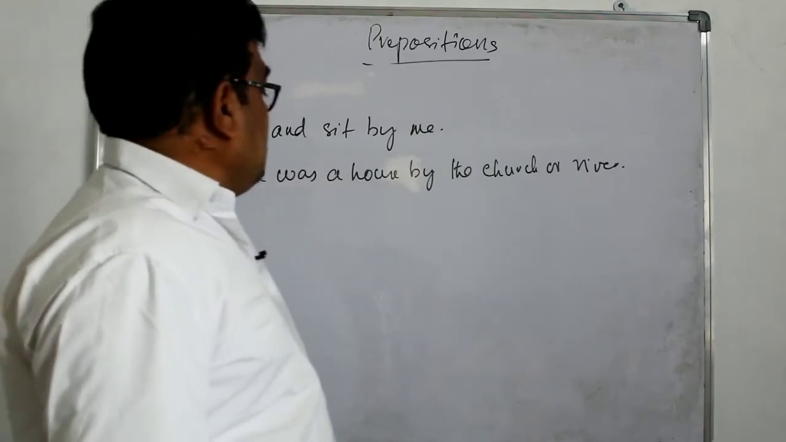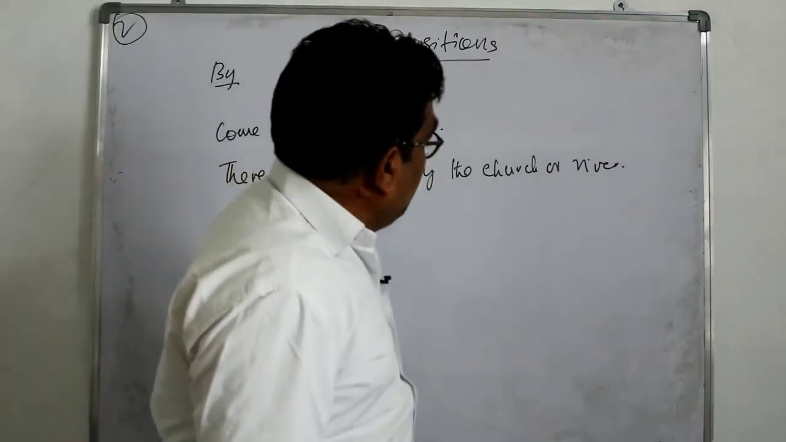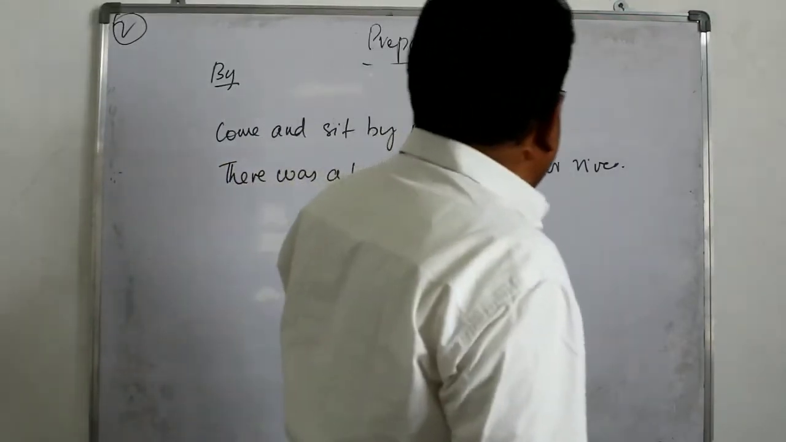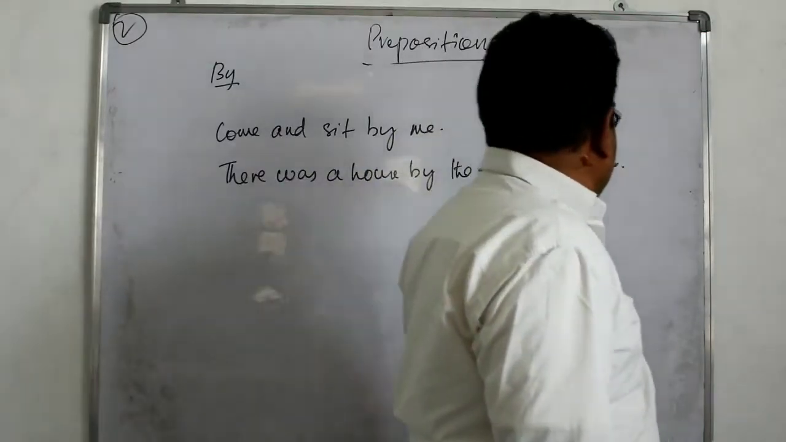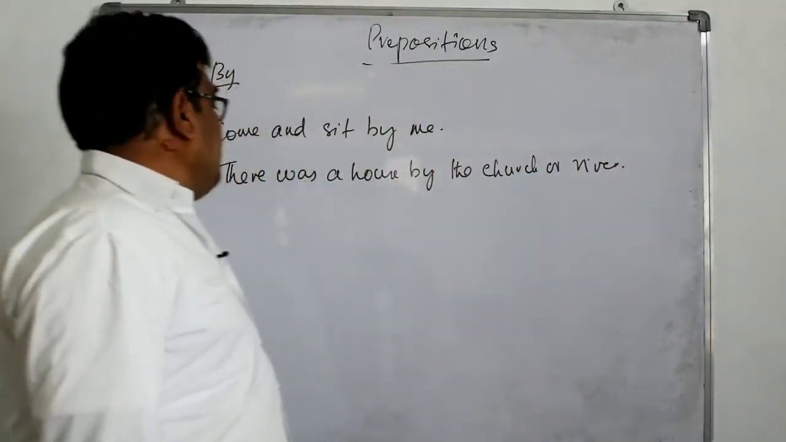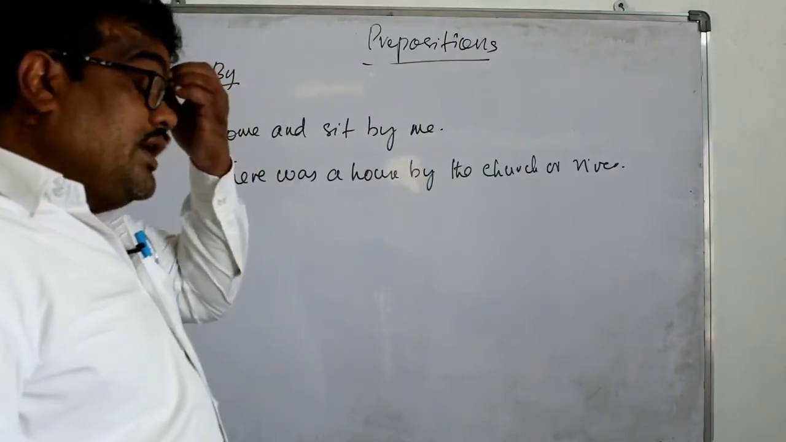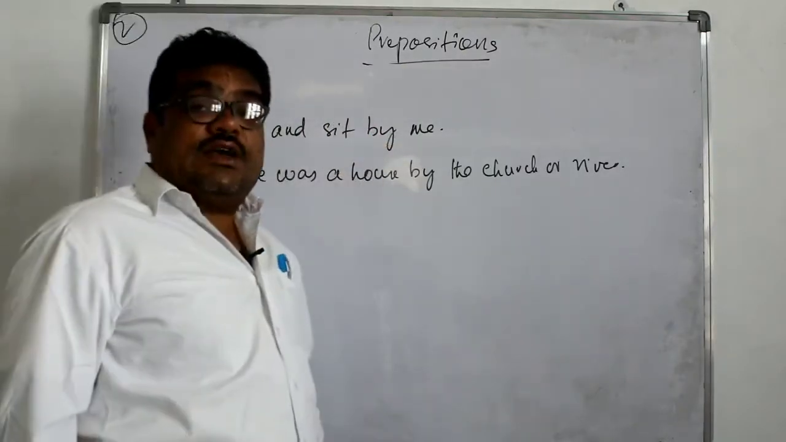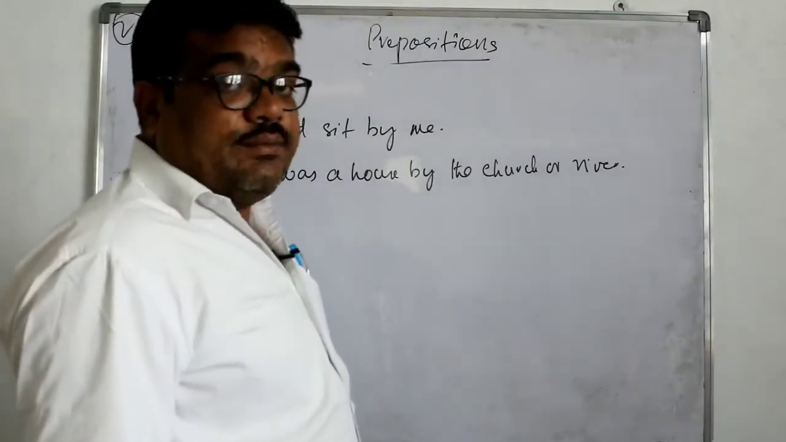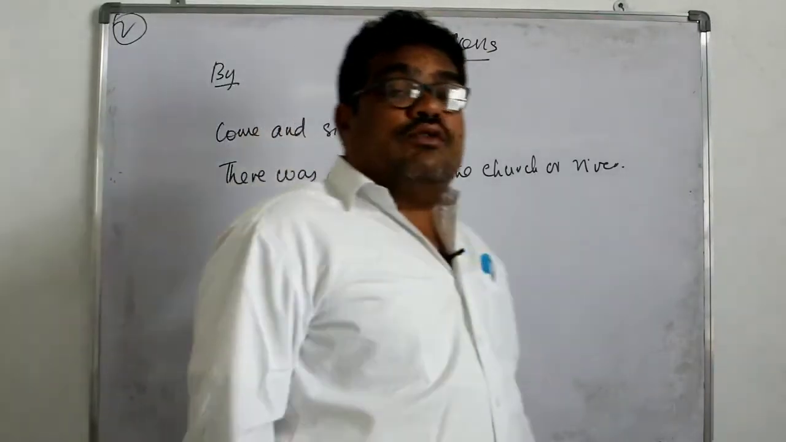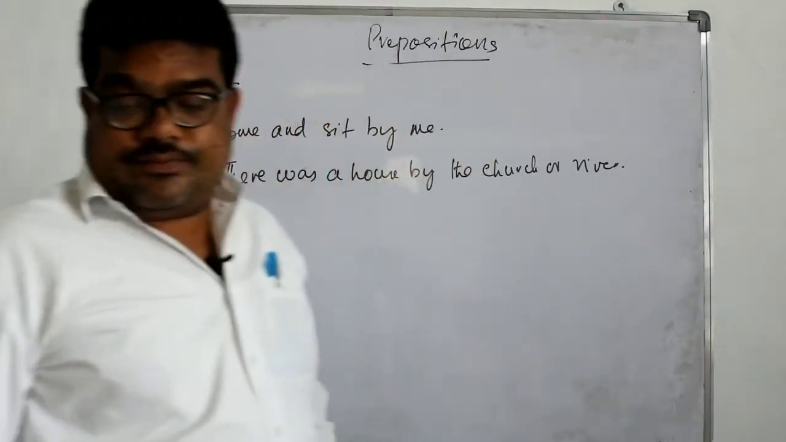Another example, there was a house by the church or river. It all says about nearness in place. So by is used for nearness in place.